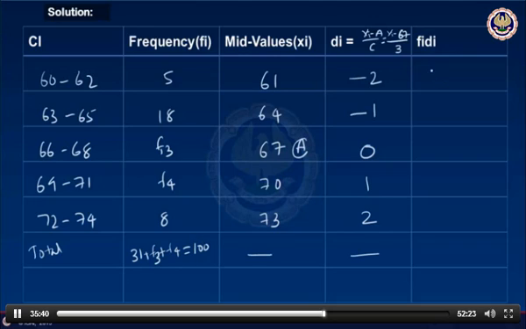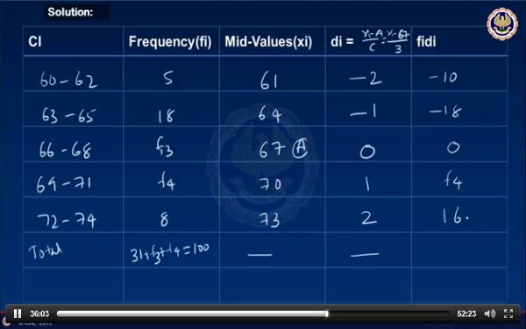And we need to calculate the fi di values also. So 5 into minus 2 is minus 10, and 18 into minus 1 is minus 18, F3 into 0 is 0, F4 into 1 is F4, and 8 twos are 16.